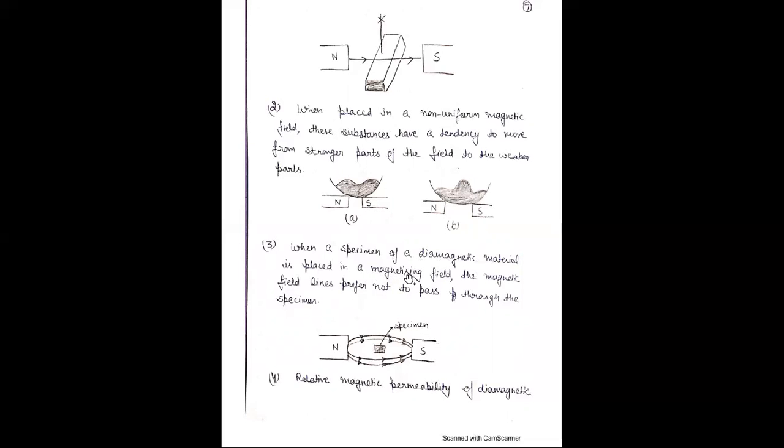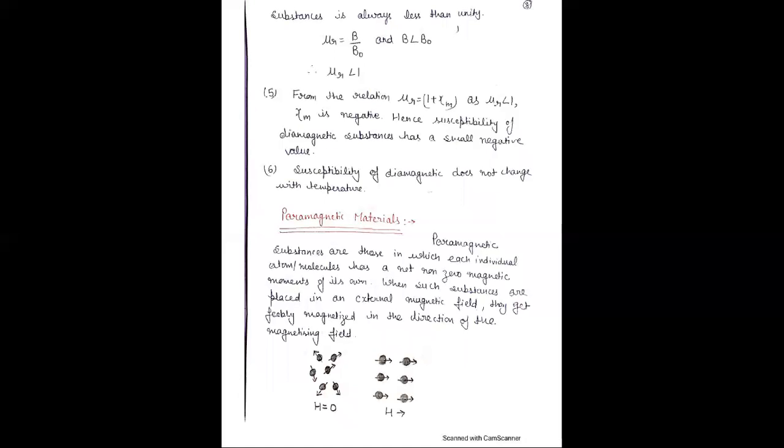the magnetic field lines prefer not to pass through the specimen. Here, this is the north-south pole, these are the magnetic lines of force, and this is the specimen of diamagnetic material. The lines prefer not to pass through the specimen of the diamagnetic material. Now, the fourth property: the relative magnetic permeability of a diamagnetic substance is always less than unity.